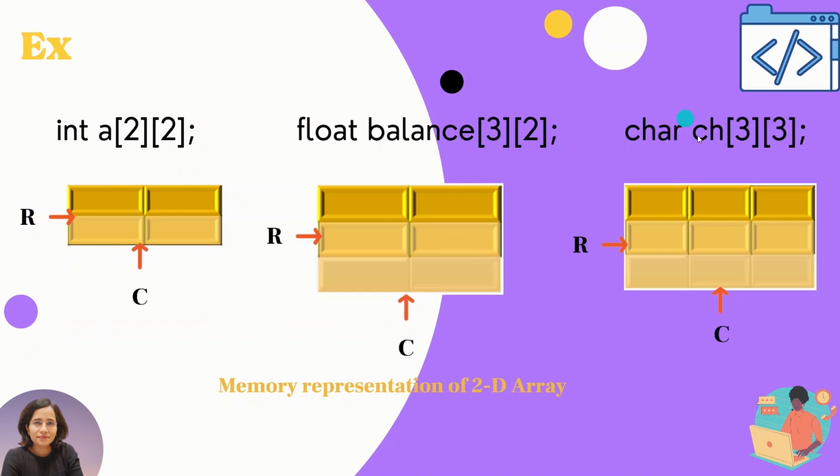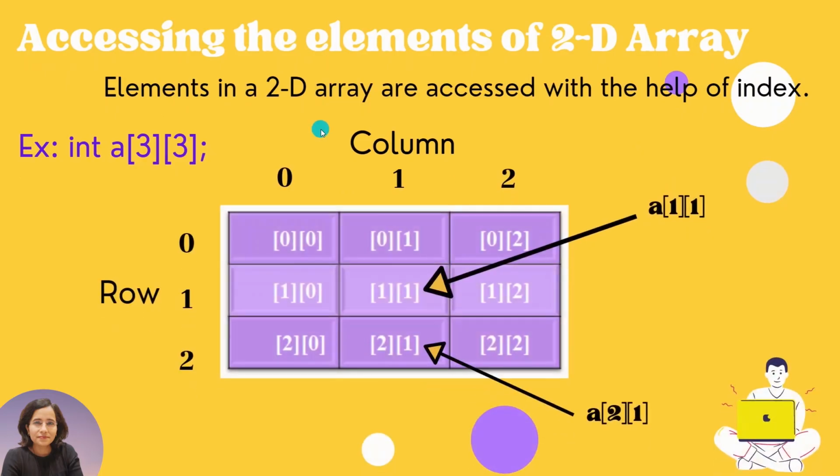Now let's consider the third one. Here I am declaring one character two-dimensional array of size 3 cross 3. Here we have a total of 3 rows and 3 columns, and the total number of elements we can store is equal to 9. Now we will discuss how to access the elements of the two-dimensional array.